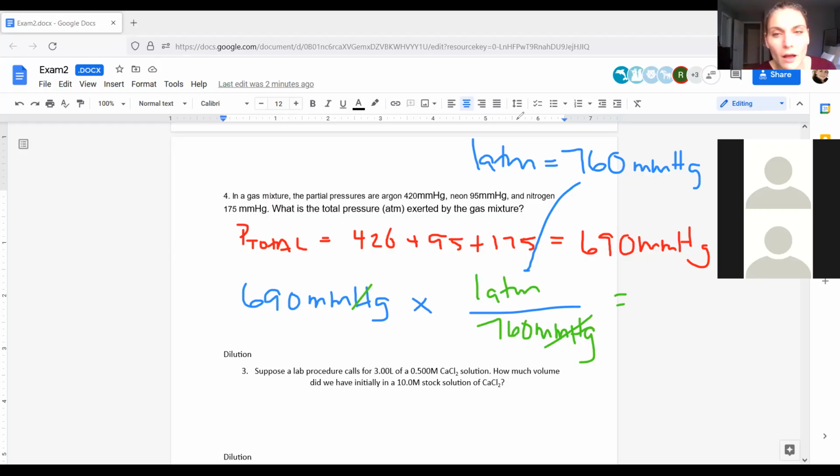And technically we would be at 2 significant figures if we were to do this because of the 95, and actually technically 420 because there's no decimal place is 2 significant figures. So I got 0.91 ATM.